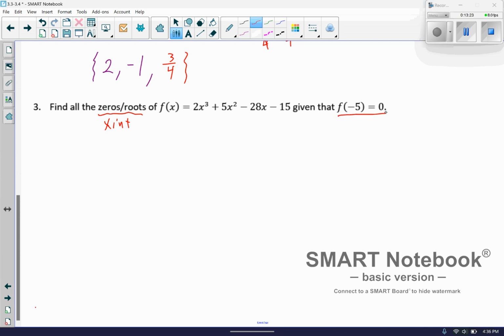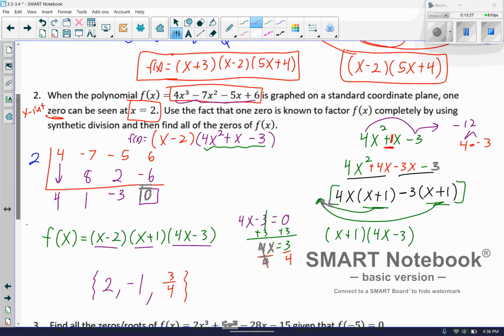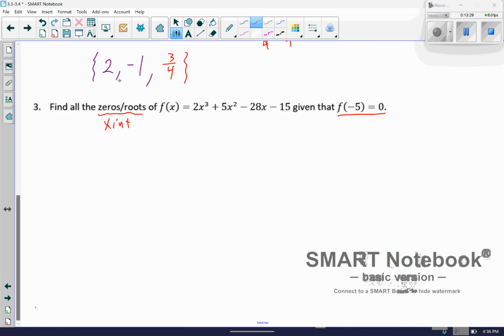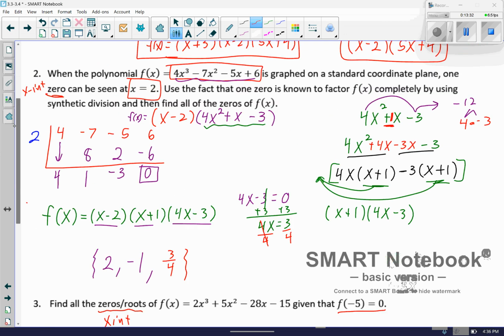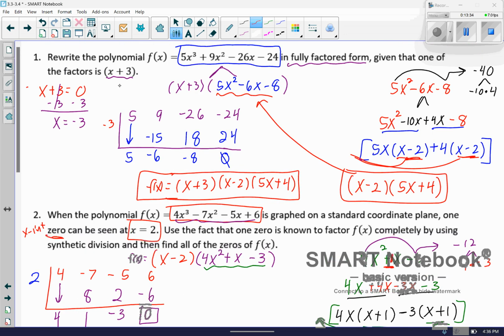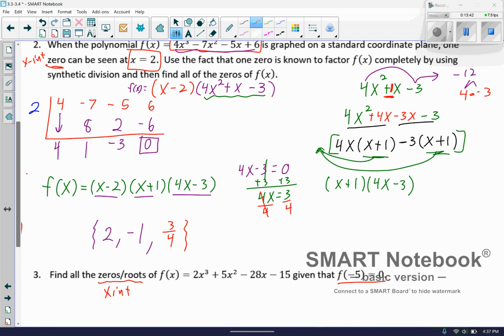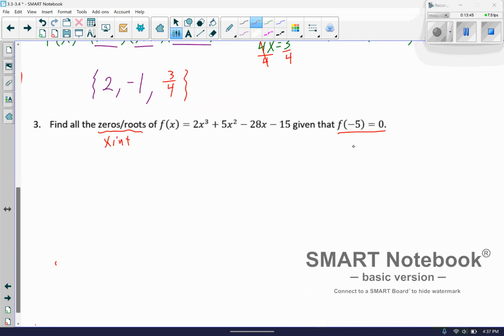So what's interesting is each time they gave us a different notation for the solution. So on the first one up here, they gave it to us as a factor. Then the second one, they just said, hey, you'll see an x-intercept at x equals 2. And it's kind of similar to what they gave us here. They say, hey, f of -5 will equal 0.